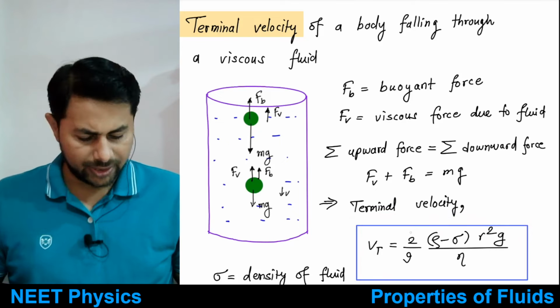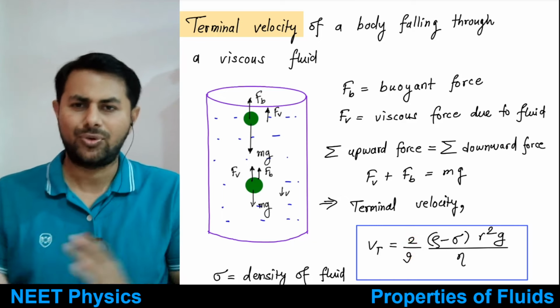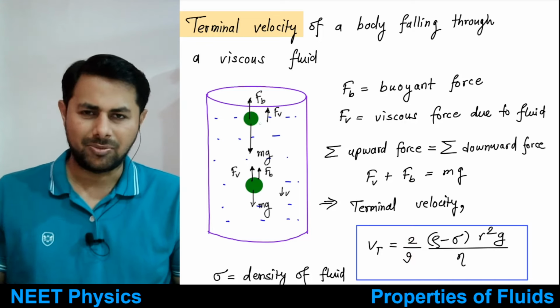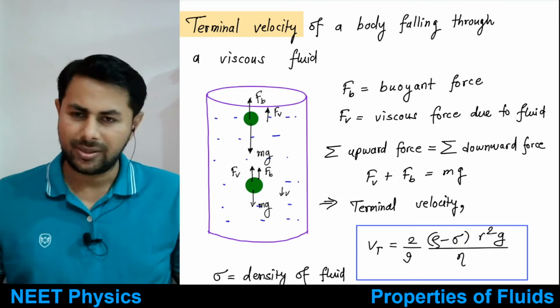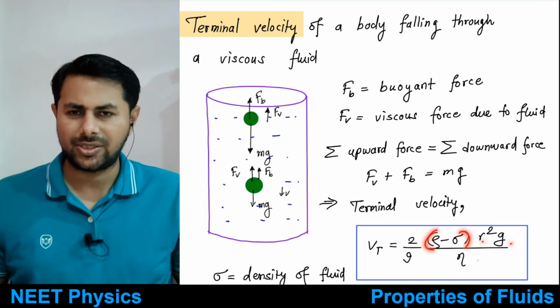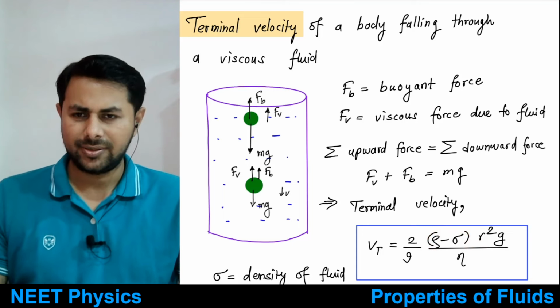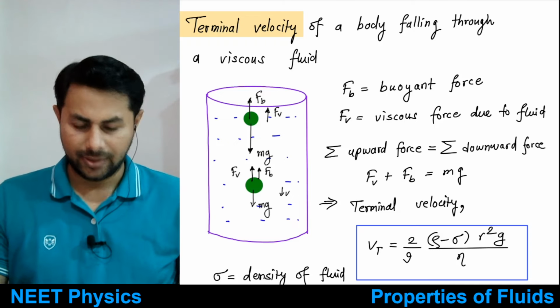The terminal velocity is equal to what? 2 by 9 rho minus sigma. What is rho? What is sigma? Rho is the density of the ball or the object that's moving through the fluid, and sigma is the density of the fluid, times r square g upon eta. Is this thing clear? Okay, good.